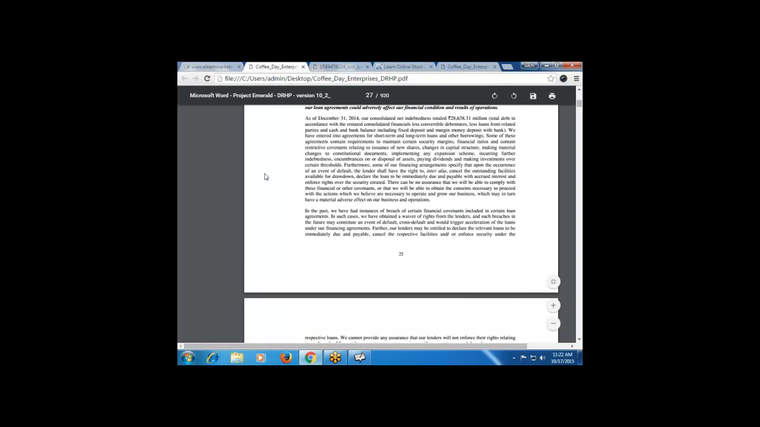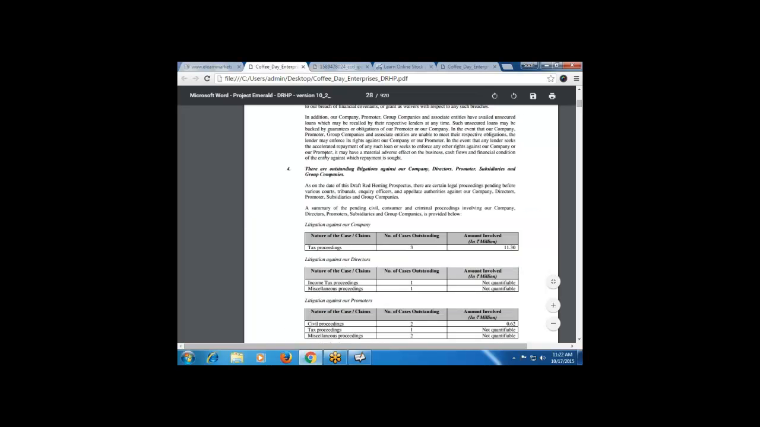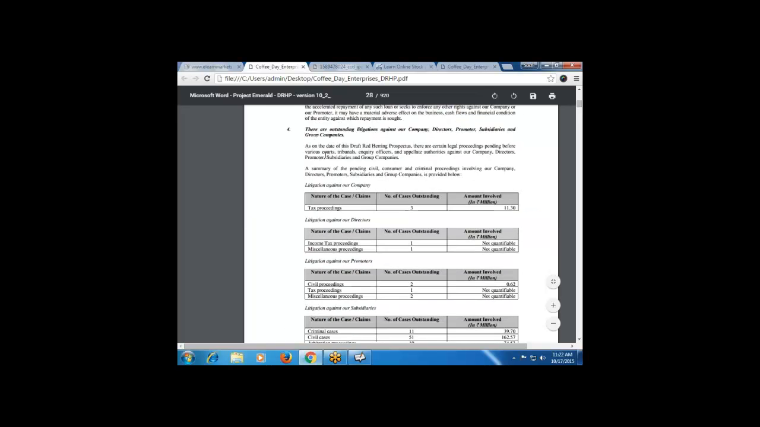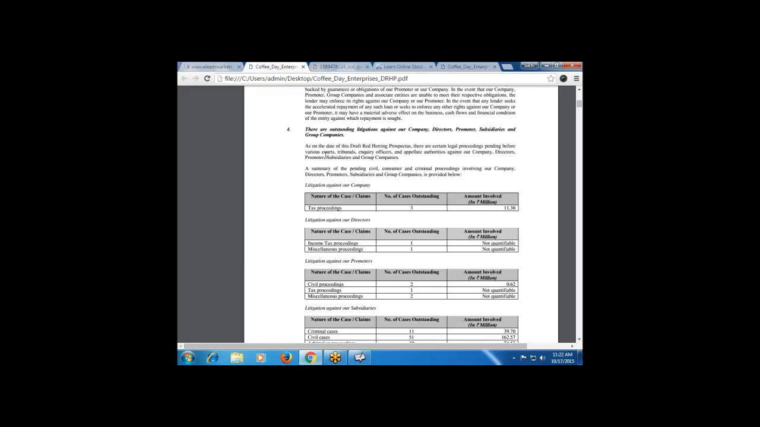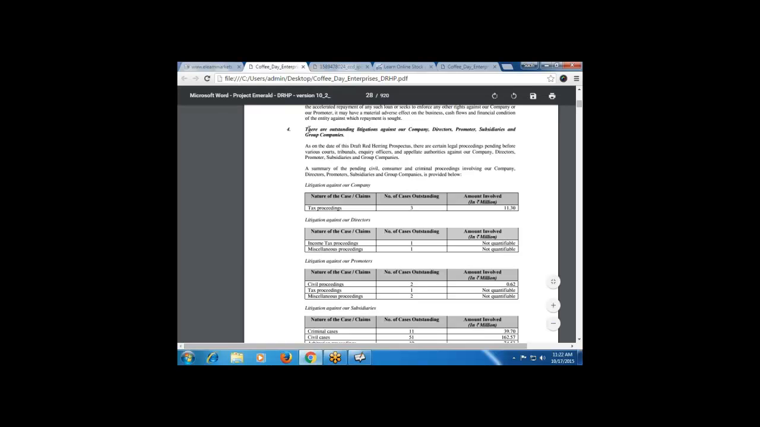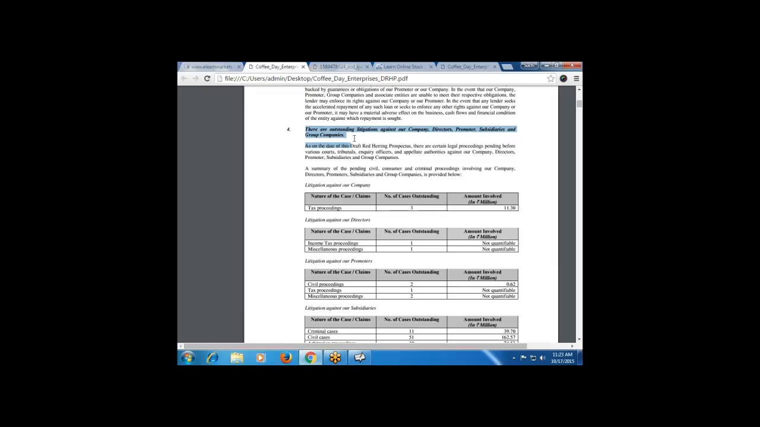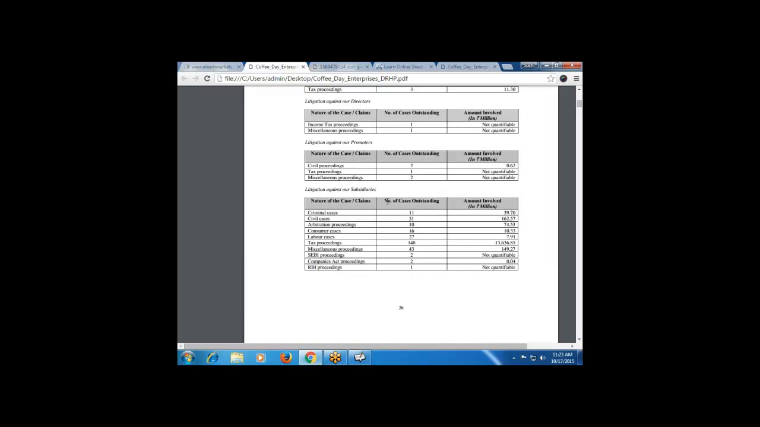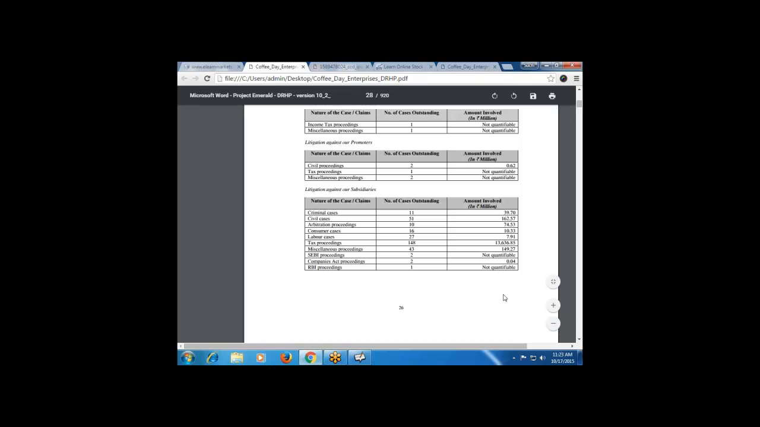So these are the different risk factors. Over here in the risk factors we can see that there are outstanding litigations against our company. You should know the amount of litigation outstanding, plus how many criminal cases or litigations are against the management of the company, which will give you an idea about the overall management and working. So these are the risk factors which need to be gone through before you make an investment.